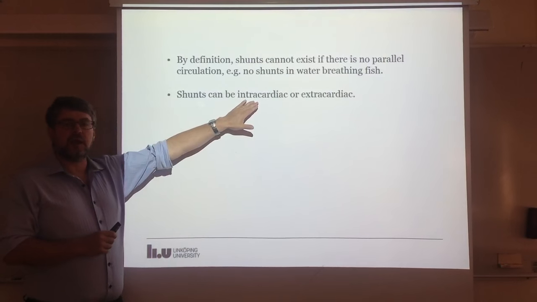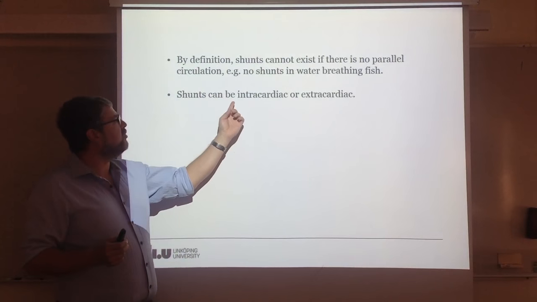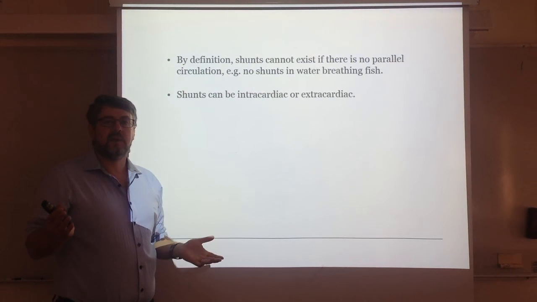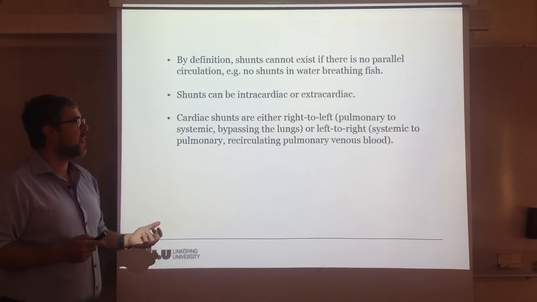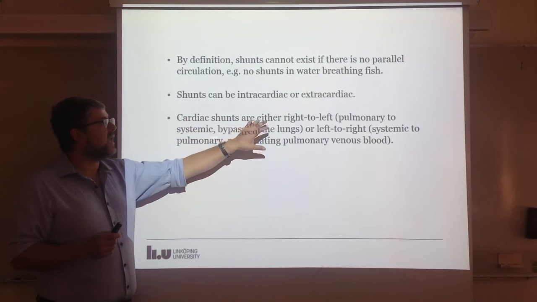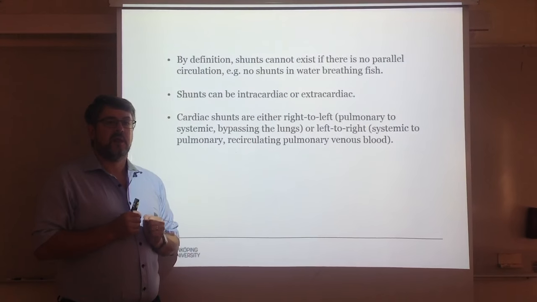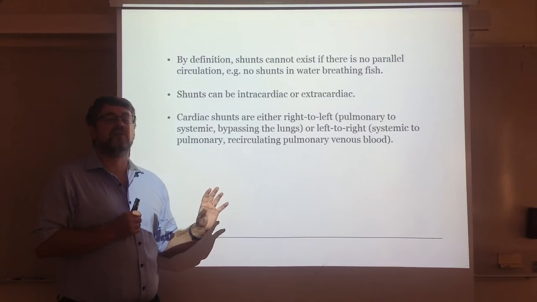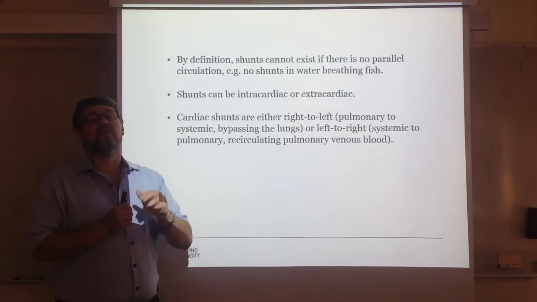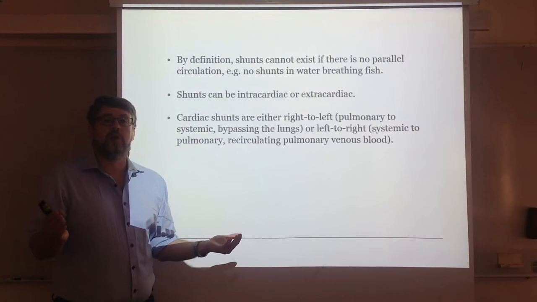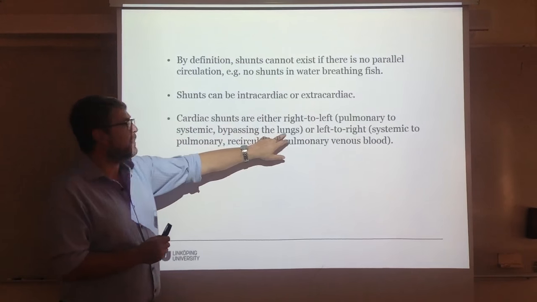Shunts can be intracardiac and extracardiac. In this case, for example, the foramen ovale is an intracardiac shunt path. The ductus arteriosus is extracardiac because it's found outside of the heart. And then cardiac shunts can be either right to left, that means blood from the right is going to the left. The blood that comes back to the right side of the circulation is deoxygenated blood. So we are sending deoxygenated blood back in the systemic circuit. The final result is decreased oxygenation of the systemic blood because we are bypassing the lungs.